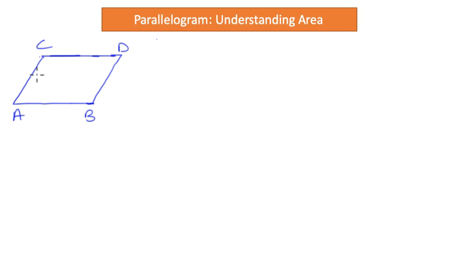The only difference between a parallelogram and a rectangle is that the included angle between any two adjacent sides in a parallelogram is not equal to 90 degrees. And as we have learned previously, the area of a parallelogram is equal to the base times height.